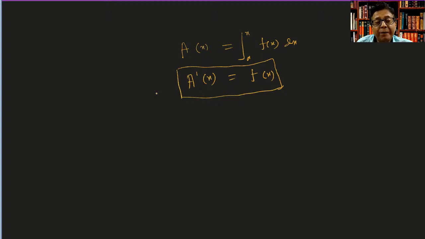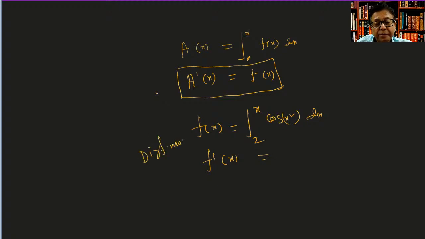So if you have a function like, let f(x) equal to the integral from 2 to x of cos t squared dt, then the value of the derivative, differentiating with respect to x, you can write f'(x) equal to cos of x squared.